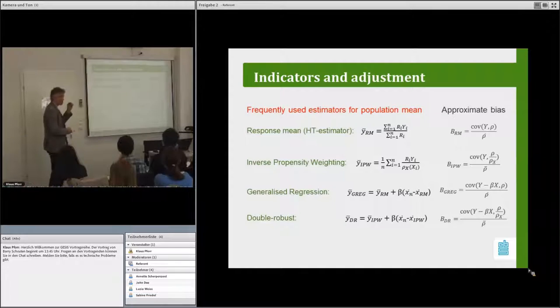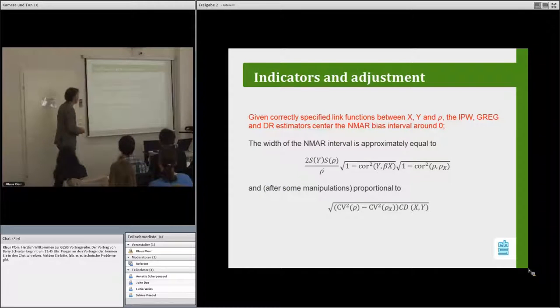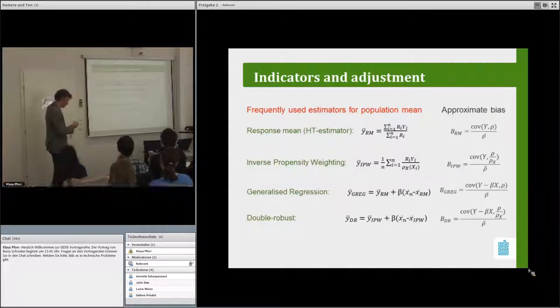Now here you can see why this is called a double robust estimator, because there are two error terms in there. If either one of the two becomes very small or constant, then the covariance vanishes. Anyway, you can prove that, going from these expressions here, you can always bound these biases by these kinds of terms.